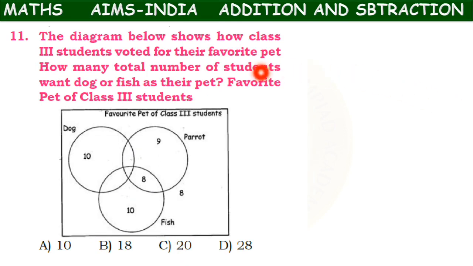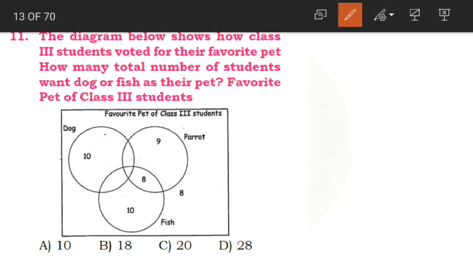Moving on to question number 11. Again, the diagram below shows how class 3 students voted for their favorite pet. How many total number of students want dog or fish as their pet? Favorite pet of class 3 students. See, children, in this, 10 children said that they want dog as their pets, and 10 students said that they want fish as their pets.